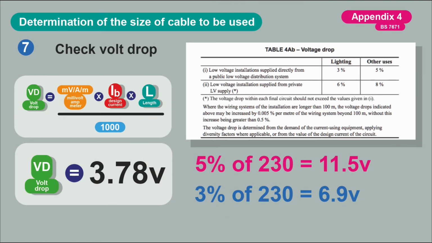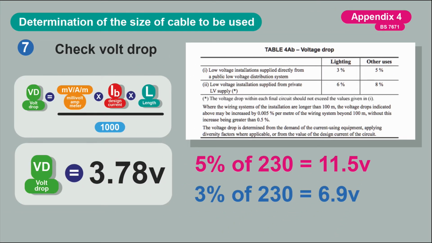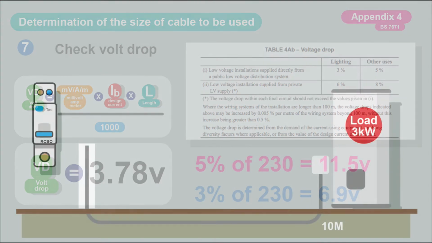We're taking that our voltage is 230 volts. In lighting circuits, you're allowed 3% volt drop, and other uses, it's 5%. 5% of 230 is 11.5 volts. So therefore, 3.78 volts is well under 11.5 volts. So our volt drop for this cable is acceptable.